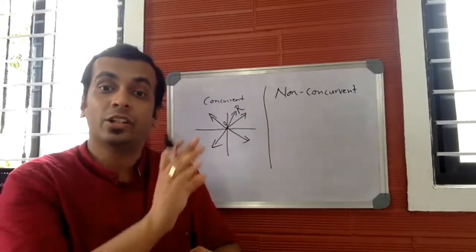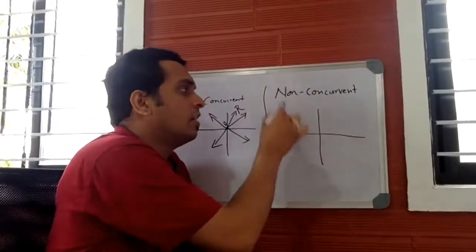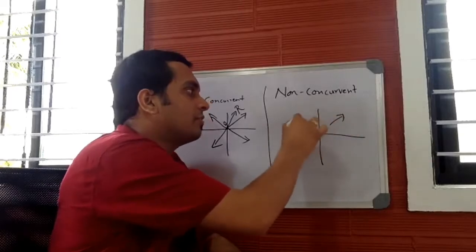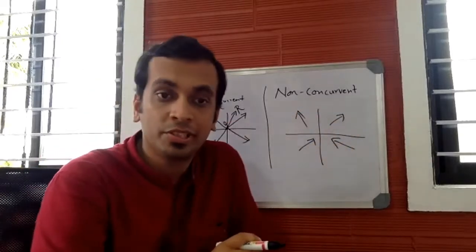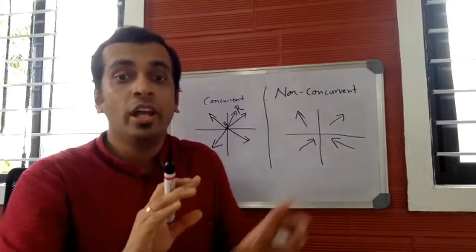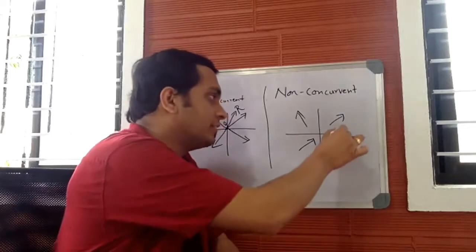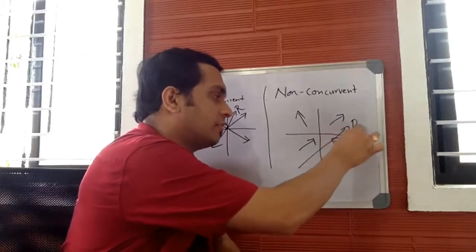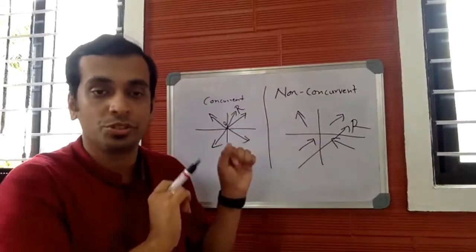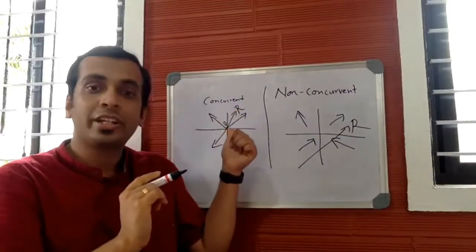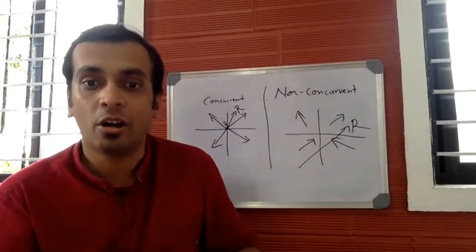Whereas in a non-concurrent force system, all the forces will be scattered. They do not have a common point. So if I find the resultant of these four forces, the resultant may lie somewhere here. It is very difficult to locate the resultant. Hope you are in a position to compare. Here it is easy to locate the resultant because it has a common point, and even the resultant should have the same point as common.